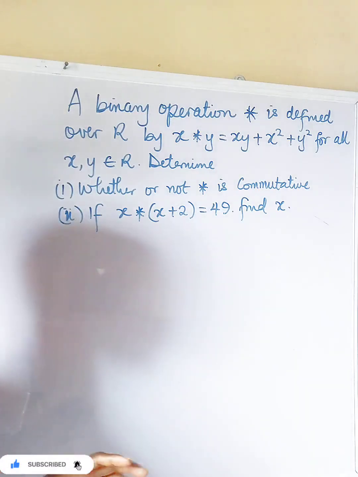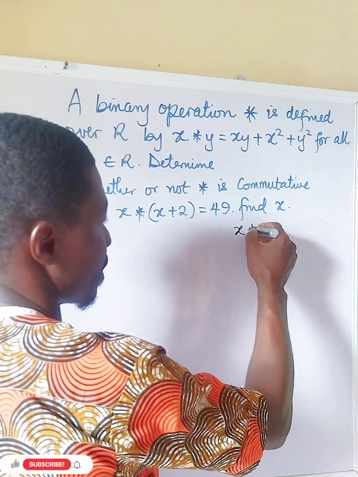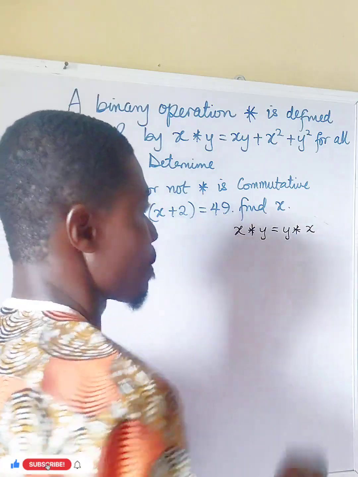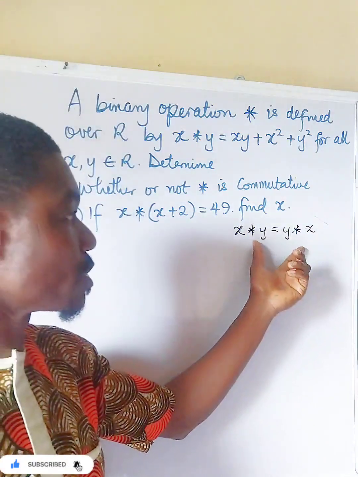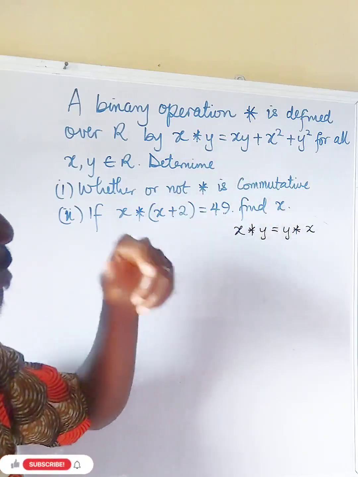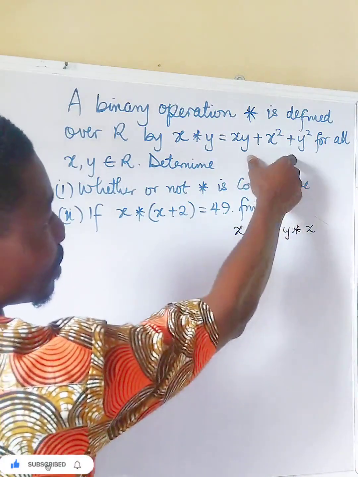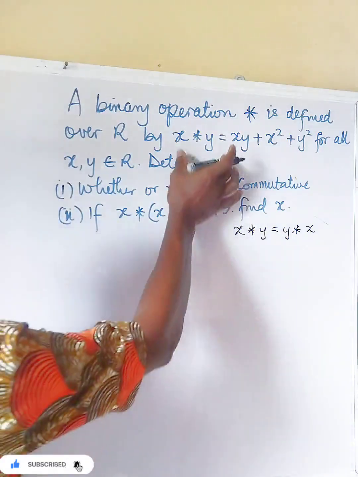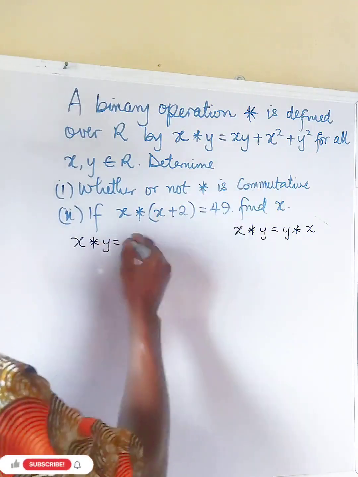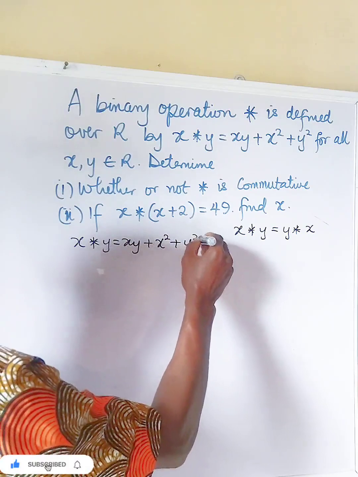Now let us start. For the commutative property, x * y must be equal to y * x. Now this is the commutative property. Let us see if this property holds. It implies that even though we interchange it, it should give you the same effect. So for this operation here, you have x * y, which gives us xy plus x squared plus y squared.